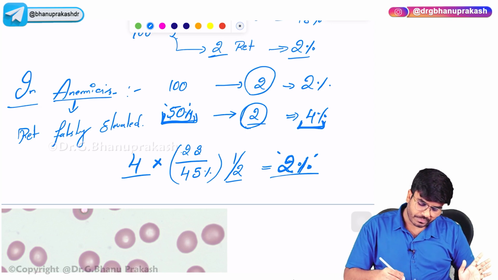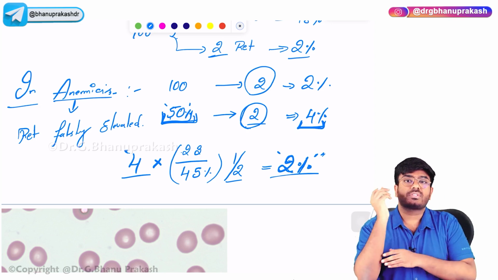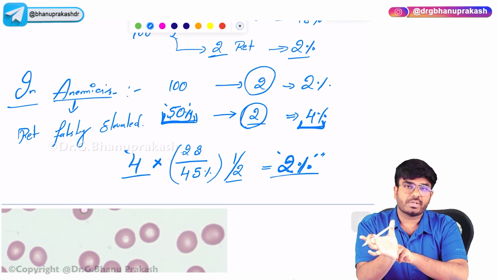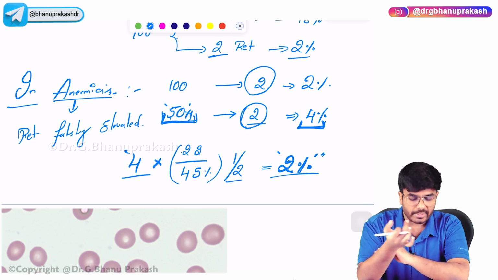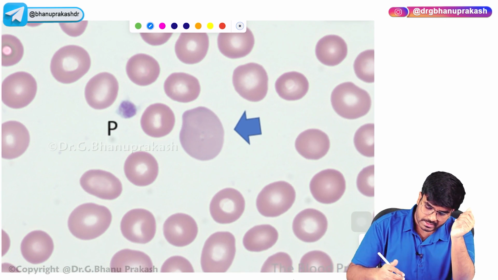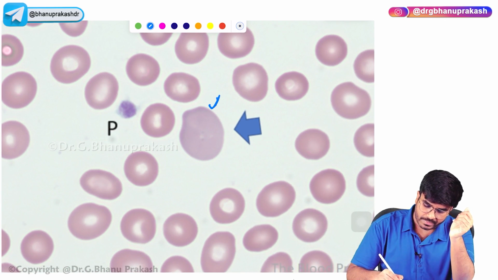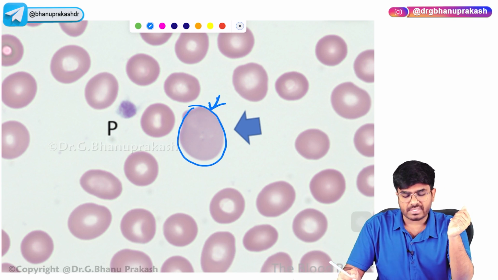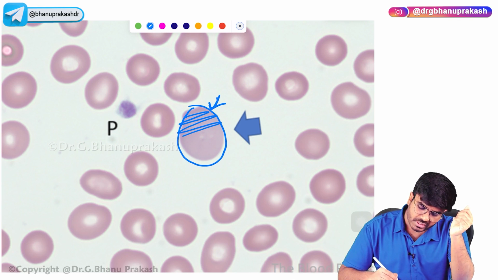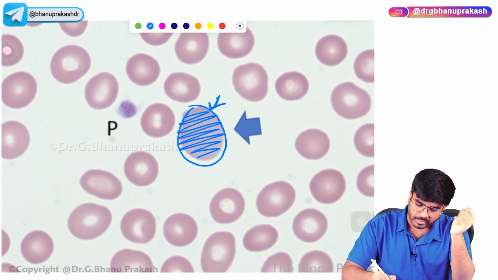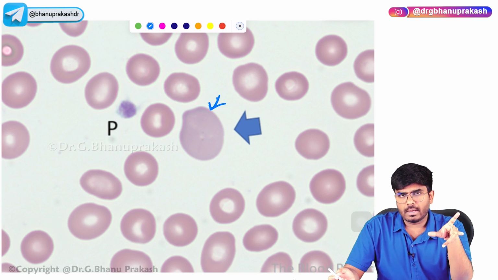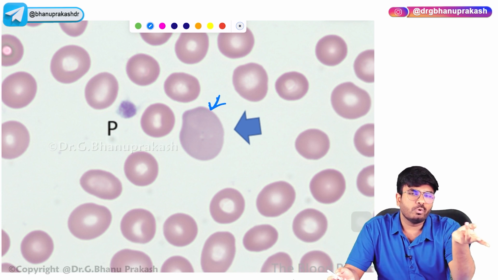You need to calculate the corrected reticulocyte count because it tells you whether it is underproduction anemia or overdestruction anemia. Let me show you the cell. This is the reticulocyte, an immature cell. It is a little larger in size when compared to the normal RBC, and it is a little bluish in color. Usually the number of these cells will be 2%.